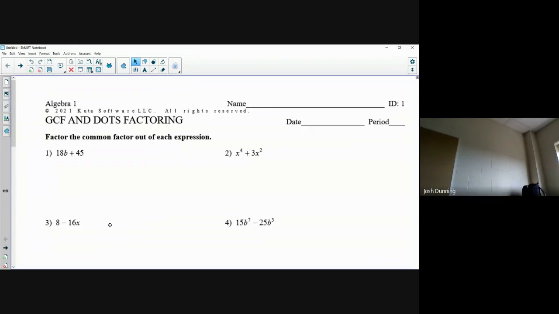All right, so this lesson is about some other kinds of factoring. We talked about trinomial factoring in class, which is the hardest. Now some of the other kinds, GCF and dots. We'll do GCF first. Now, a GCF is a greatest common factor.